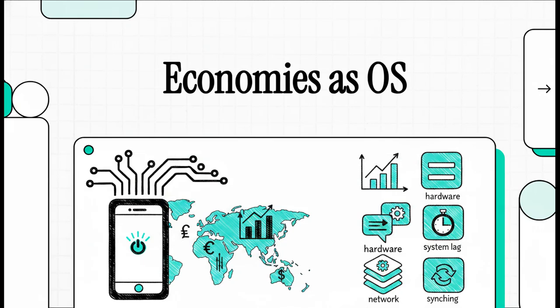Today, we're going to do something a little bit different. We are going to analyze macroeconomic systems exactly like we'd review the latest tech drops. Think about it. We're comparing national economies as if they were smartphone specs and software operating systems. We're talking hardware capabilities, system lag, OS features, and network syncing. So if you've ever wondered how different countries run their economic hardware and software to maximize output, you are absolutely in the right place. Let's power on.